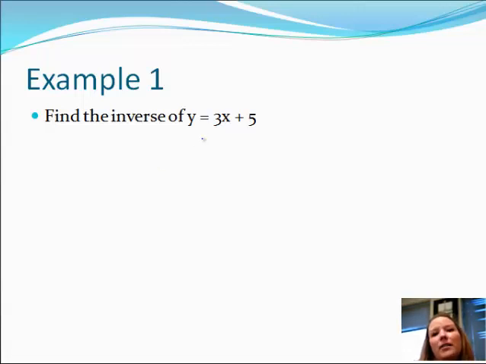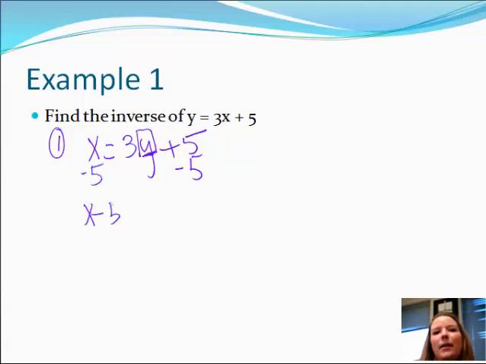It says find the inverse of y equals 3x plus 5. Your first step is to switch x and y, so I'm going to say x is actually equal to 3y plus 5. Then I want to get y by itself. You can underline it or box it so you know that's what you're solving for. To do that, it's reverse PEMDAS. I'm going to subtract 5 from both sides.